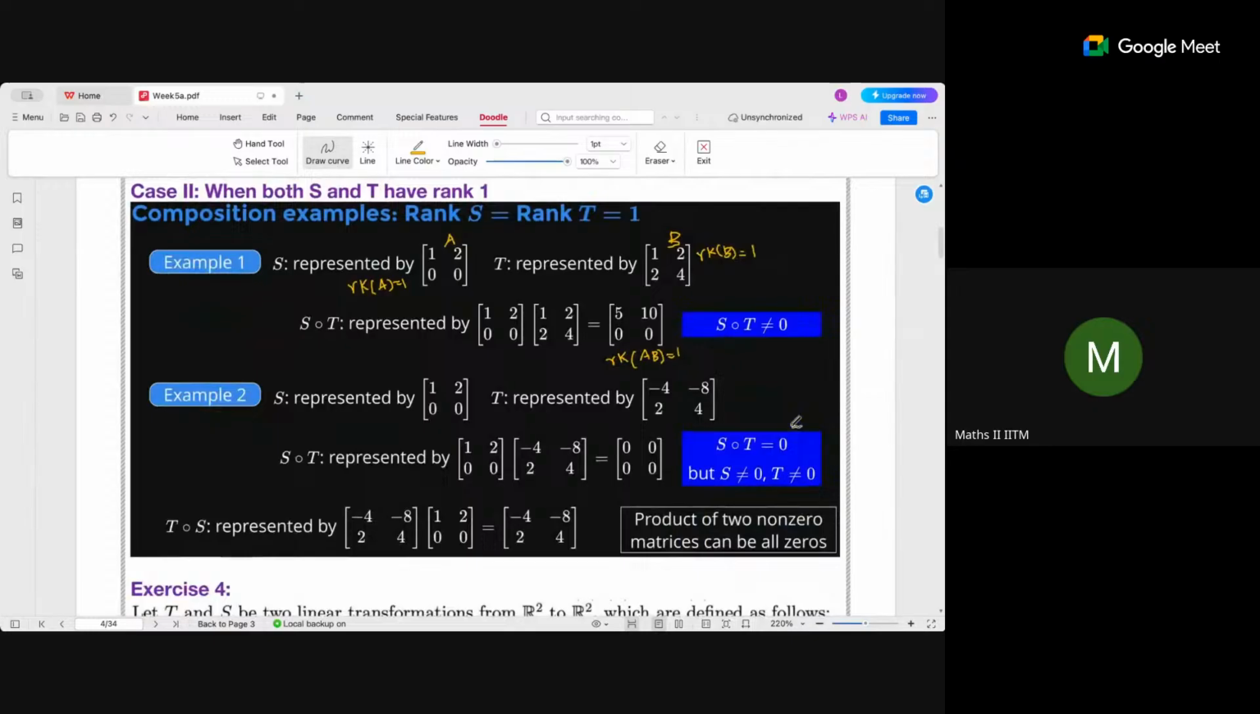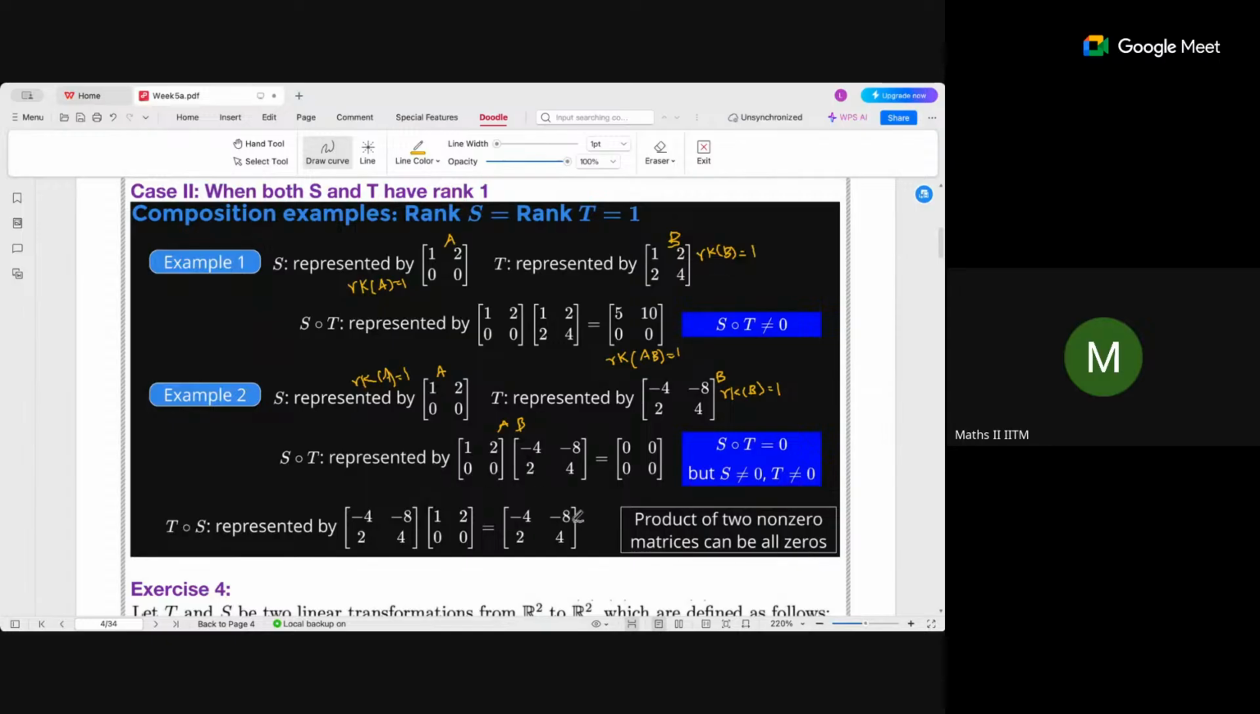Now in the second case, this is your A, again the same A we have considered, where rank of A is equal to 1. And here this is your B, where rank of B, what can you observe again? You see that the rows or the columns are multiples of each other. So again the rank is 1. Now what is S composition T? The matrix is A into B, which is the 0 matrix. In this case, S composition T is 0, but S is non-zero and T is non-zero. So both these scenarios are possible when you have rank 1 matrices.